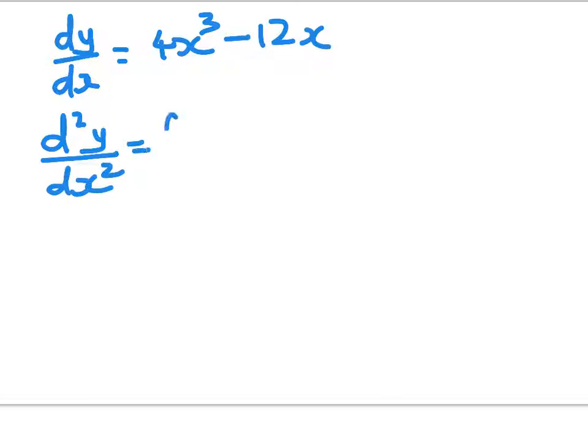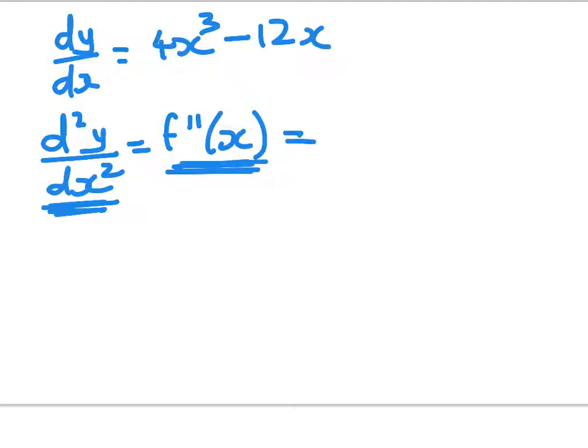Now, you don't need to worry too much about which notation you use. A lot of you will be more comfortable using this notation, but this is the same thing. This is Leibniz notation, this is Newton's notation. So you use whichever of those you like. So 12x squared minus, whoops, I've lost something up there. I've lost a squared there. So 12x squared minus 24x.